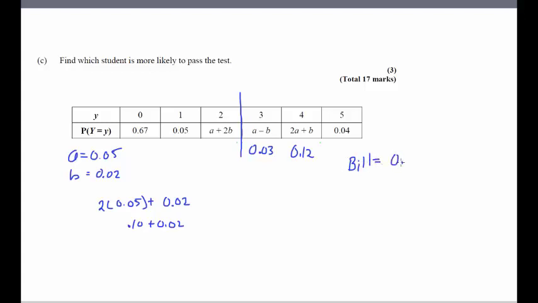So Bill's chance is equal to 19/100ths. And if we go back and look at part A, we found that Mark's chance was only 0.0579. Therefore, we can say that Bill is more likely to pass.